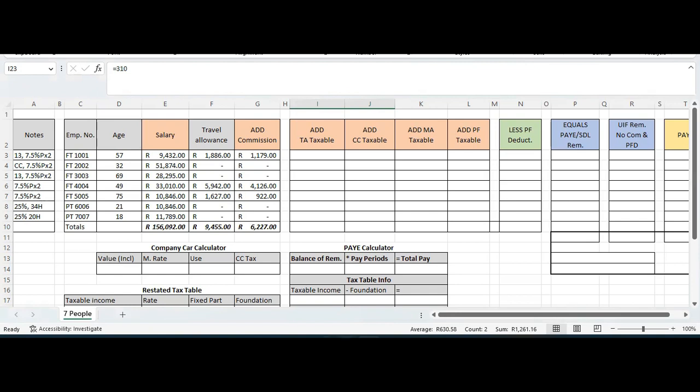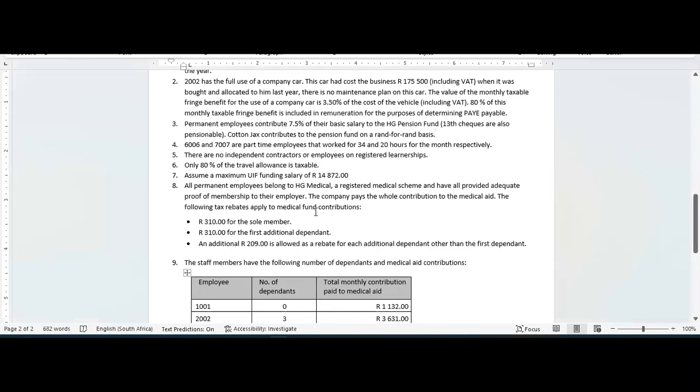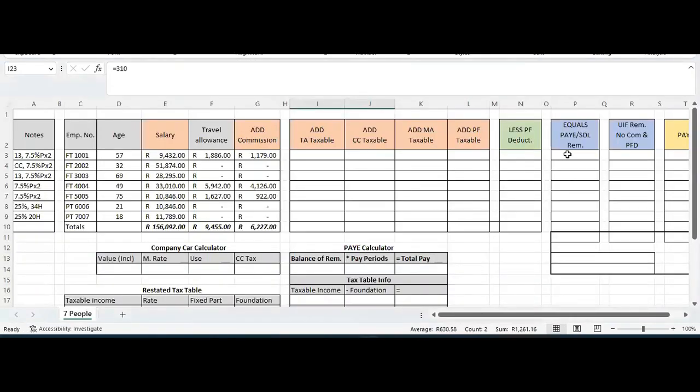So that's my notes that I've made. Is there anything else that's important that they give us? Let us see here. They say there are no independent contractors or employees on registered learnerships. That's good news for us, and it is to save paper on the side of the examiner, because if we had people that acted as independent contractors, or if we had people on learnerships, then the pay-as-you-earn remuneration and the SDL remuneration would be different, because we would have to take those guys out when we calculate the SDL remuneration. Okay, that is why they tell us that.